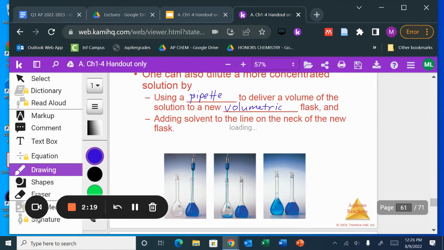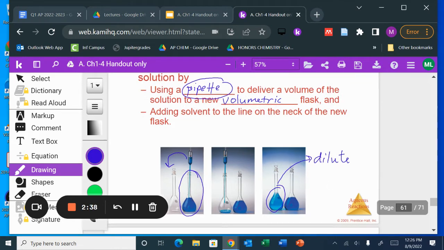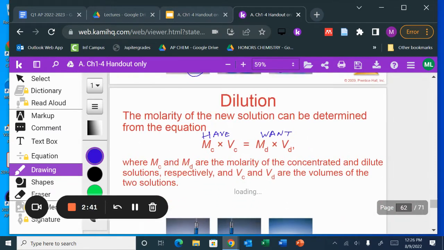So let's say that this is your original solution. You're going to take a part of it using a pipette, transfer it to another volumetric flask, and then add water to it. This is now the diluted sample. When I say dilution, I mean you are watering it down or just adding water to it. The formula is as follows. This is pretty much M1V1 equals M2V2. This is what you have on this side. This is what you want.